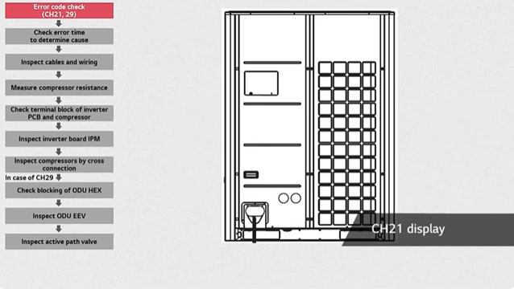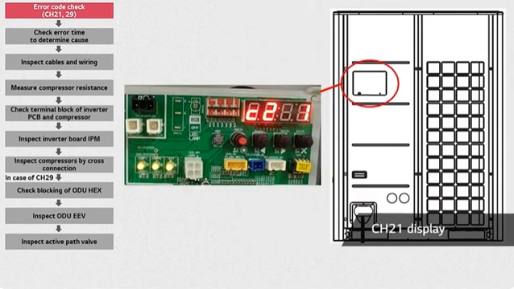When error CH21 occurs, it will be displayed in the error indicator in the outdoor unit. By removing the small case on the front panel of the outdoor unit as shown, the main PCB can be identified, and the error can be seen on the 7-segment display.